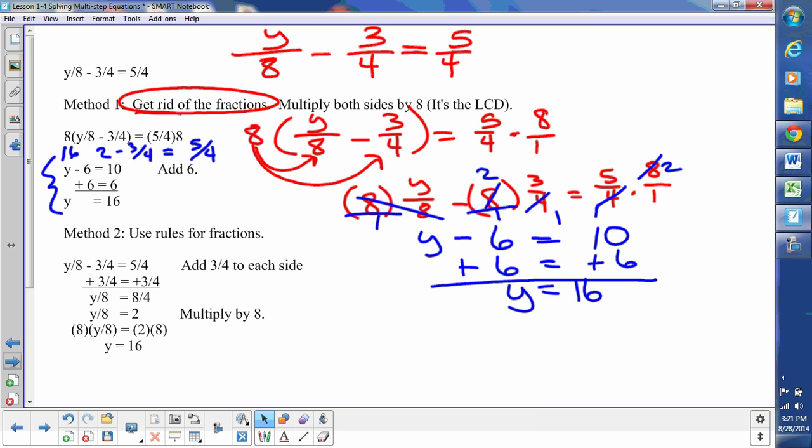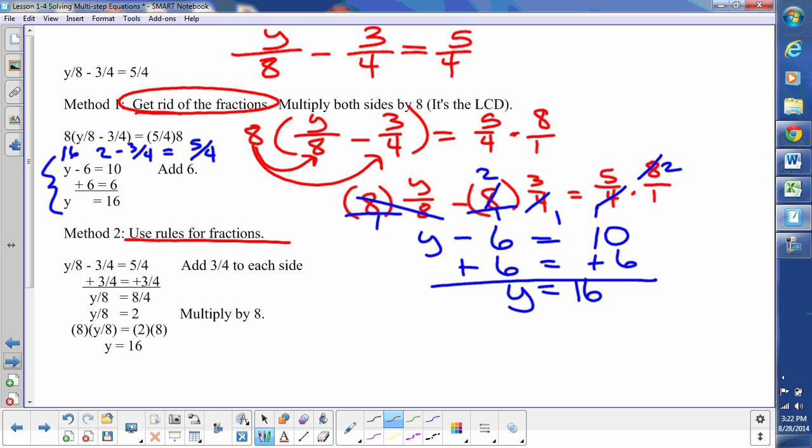If you don't like that method, if that's confusing, that's okay. You can use your rules for adding fractions or multiplying by fractions or dividing. In this case, y over 8 minus 3/4 equals 5/4. We'll add. The operation done last was subtraction, so we're going to add the number 3/4. Adding 3/4 to each side gives me y divided by 8 equals 8 over 4. Well, 8 divided by 4 is 2.